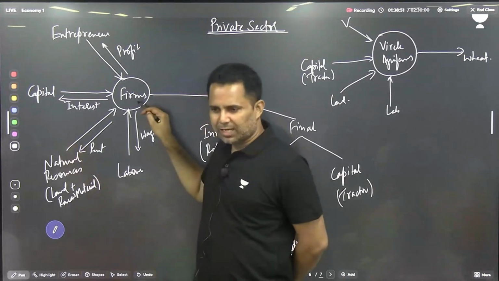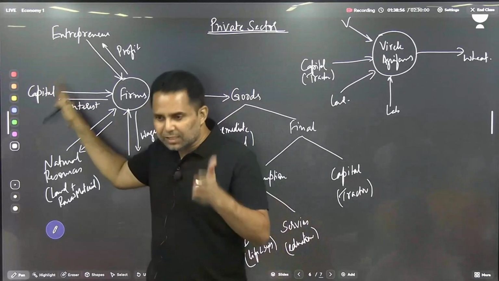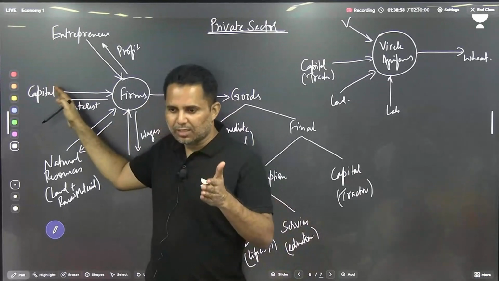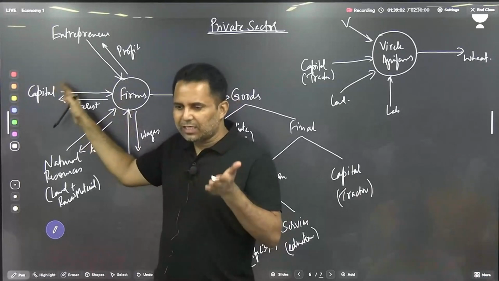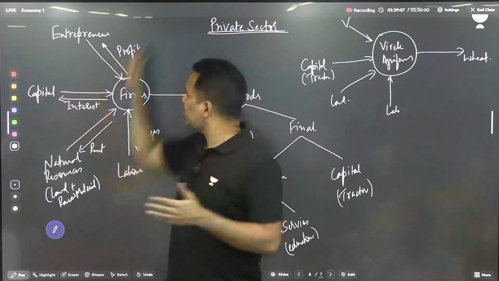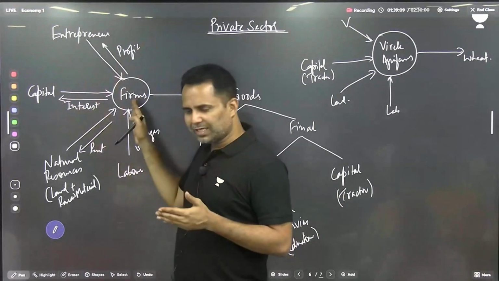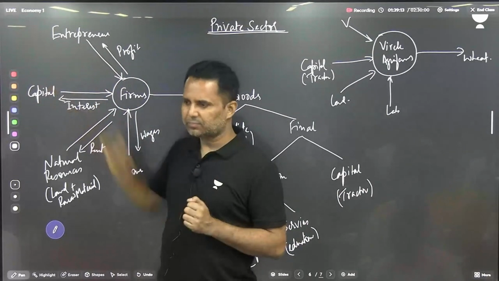If this is Mahindra Tractors Private Limited, this is the factory building machines. For Mahindra Tractors Private Limited, what is the capital? Machines and building. If this is Unacademy, what is the capital? Building, machine. So if this is Mahindra Tractors Private Limited, this is building and machines.